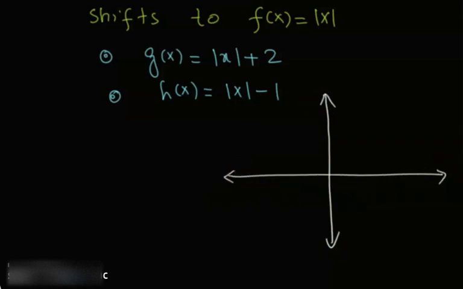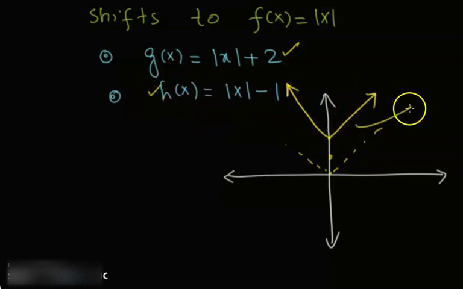This is the parent function. Let me draw. This is the parent function. For this, you need to go 2 units up, 1, 2. So this will be here. For this, so this is basically absolute of x plus 2. In order to plot this, you need to come 1 unit down. So here. So that's how vertical upward and downward shift looks like.